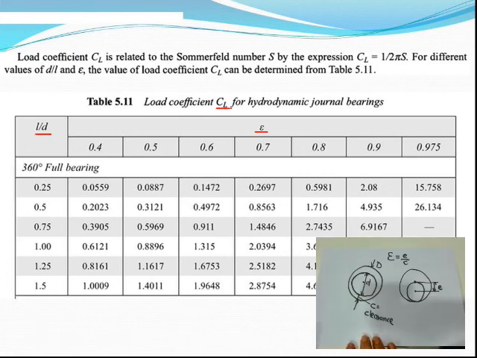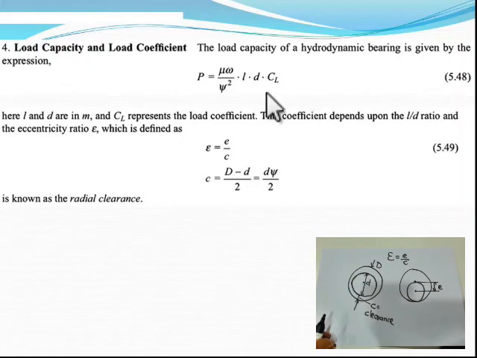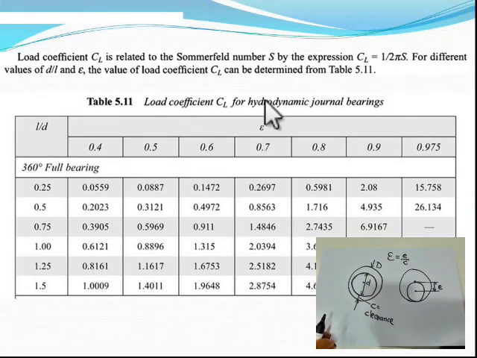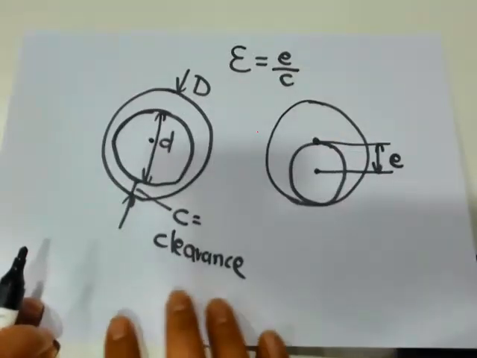The following diagram explains the eccentricity ratio, or epsilon, concept. This epsilon is very important to calculate the load coefficient, and then the load coefficient helps us to determine the load carrying capacity. So that is why we are trying to understand what epsilon is.